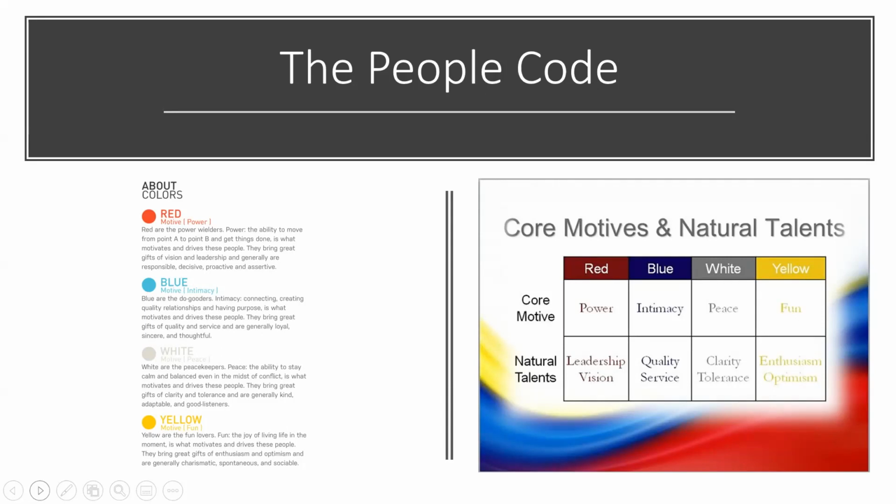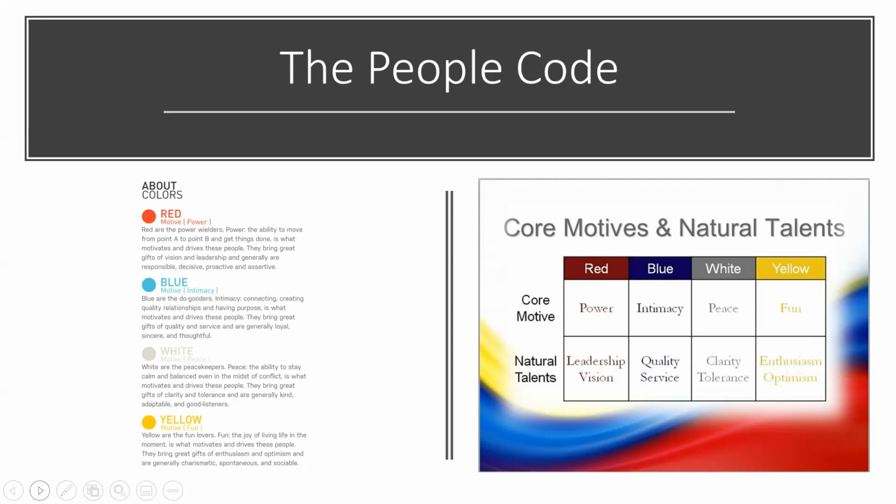And then I would come up as an I. When I took the people code, though, I came up as an ID with very little anything else. And the reason why is because it looks at the core motive. So the core motive for a D is power. And their natural talents are leadership, vision.